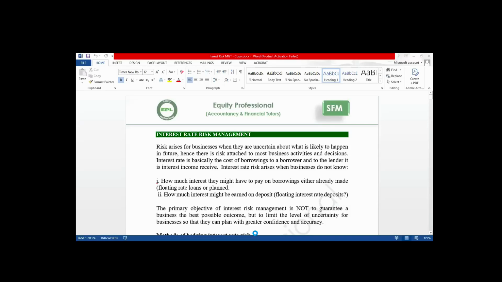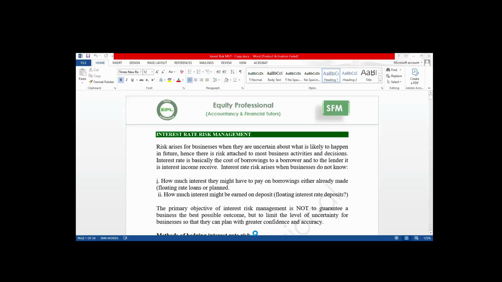Our class tonight, we shall be rounding up on interest rates, risk management. We started this topic like 3 weeks back. Under the interest rates, risk management, we are trying to look at how to manage the risk involved in interest rates.